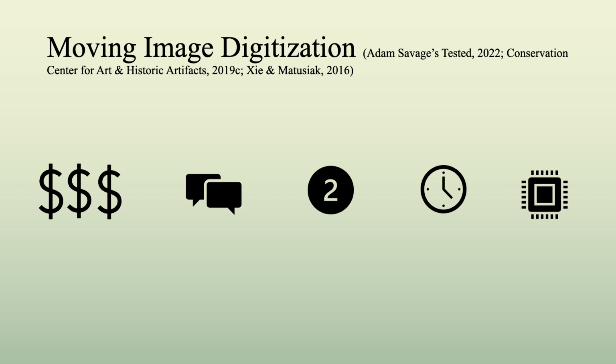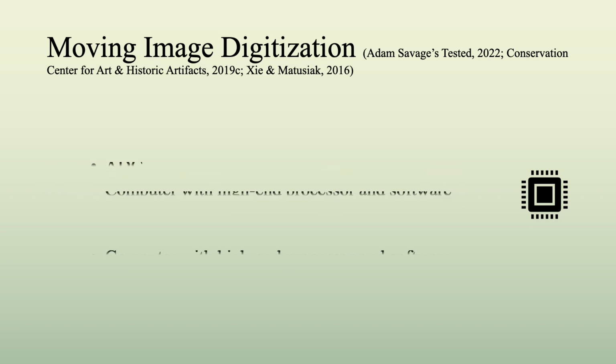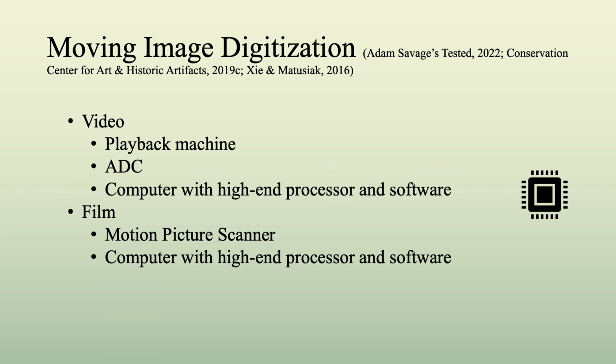Video, which uses magnetic tape, requires real-time capture. Film scanning does not require real-time capture, but it does take a significant amount of time to process the resulting scans through restoration software, which is sometimes needed. Technical requirements include, for video, a playback machine, an ADC, and a computer with a high-end processor and software. And for film, you need a motion picture scanner and a computer with a high-end processor and software.